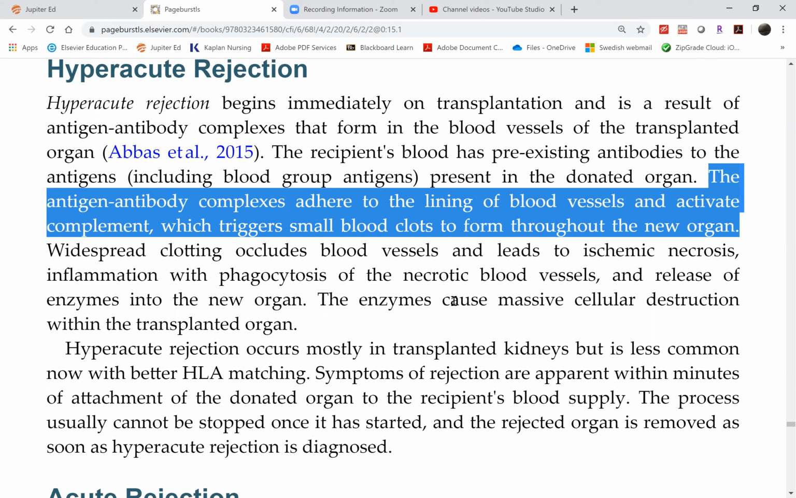How it rejects the organ is that millions of small clots form throughout the new organ. And as stated here, once there are enough clots to block all the vessels inside it, of course there's no more perfusion, because every capillary, artery, and vein of that solid organ is already blocked with blood clots. So of course it dies.